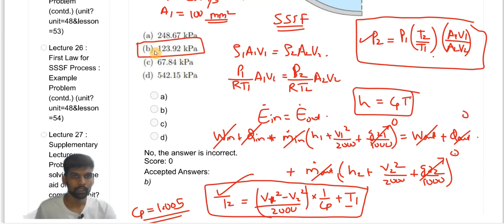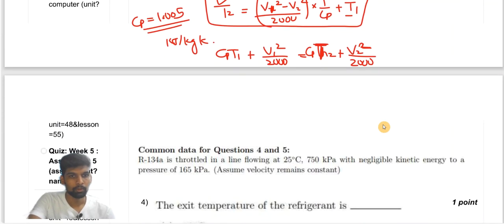You will not get the exact answer since we have assumed h as CpT, and in their solution they have taken the value of h from the air tables. So you will get a slight difference in the answer once you calculate this value. But understanding the procedure is more important than this final value. Still, in order to practice, you have to calculate final values. Then coming to the next question.